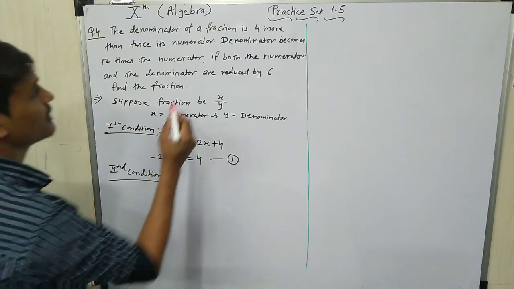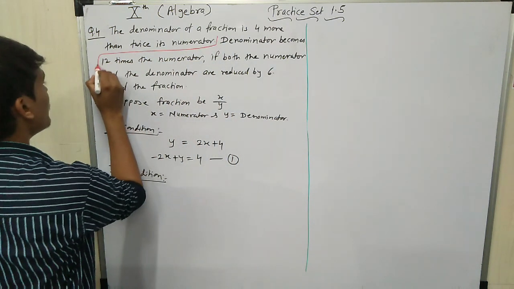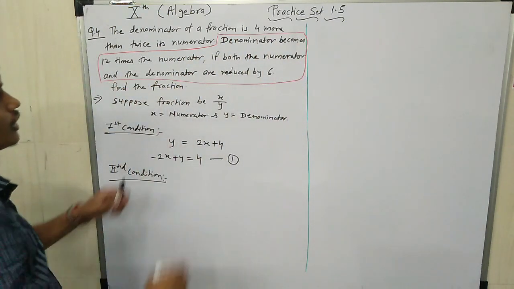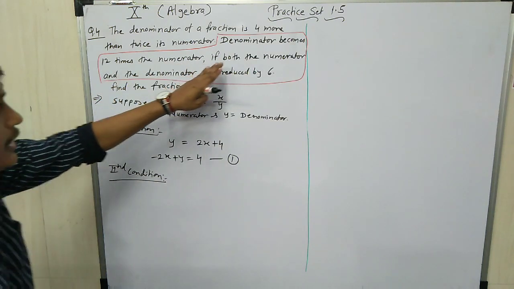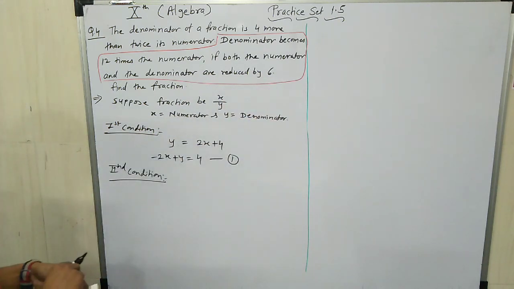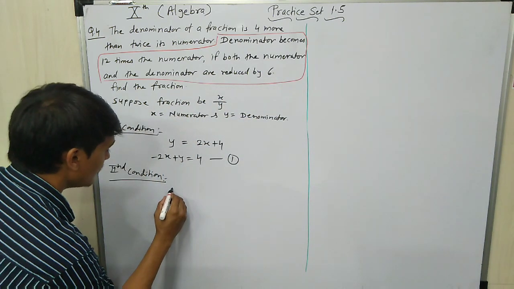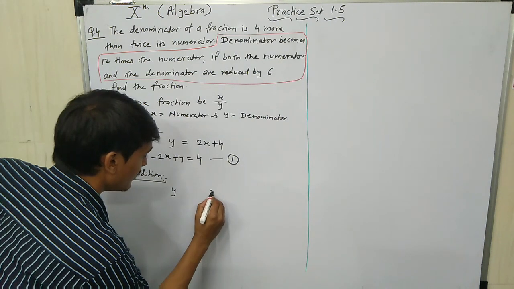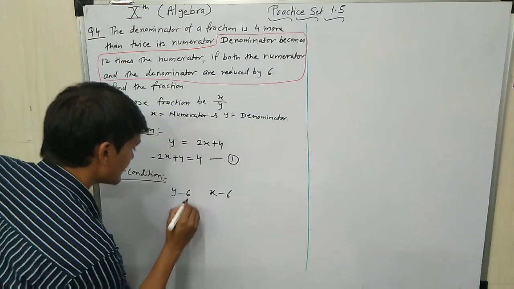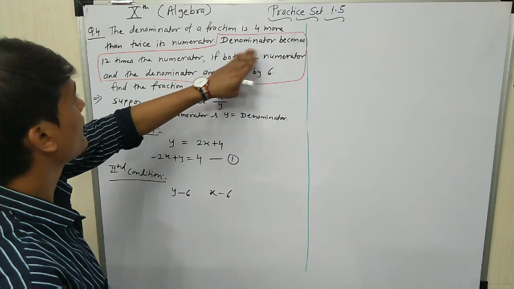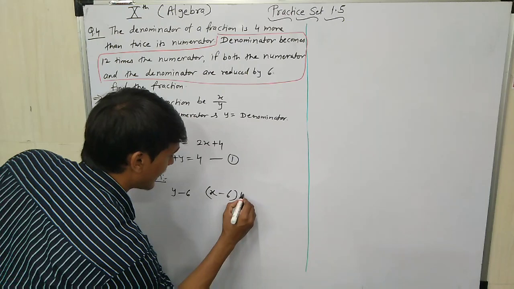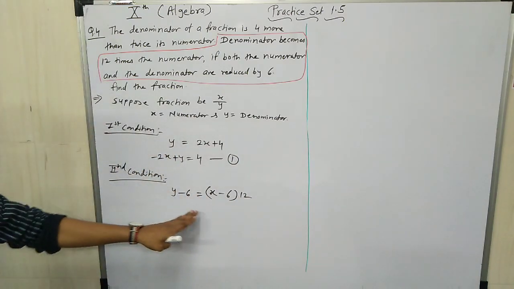What is the second condition? The denominator becomes 12 times the numerator if both the numerator and denominator are reduced by 6. Write here the denominator minus 6 becomes 12 times the numerator. This is the numerator, and the numerator is 12 times. Got it? Now this is the equation.